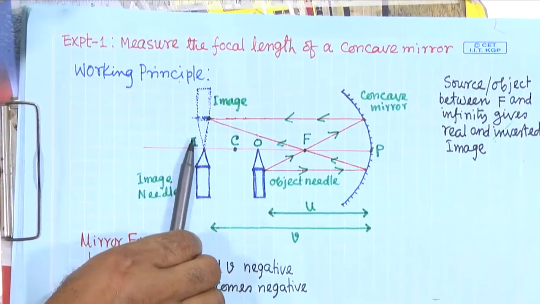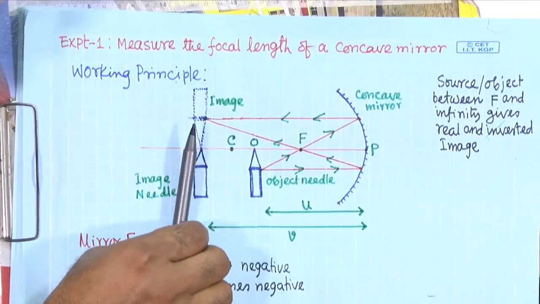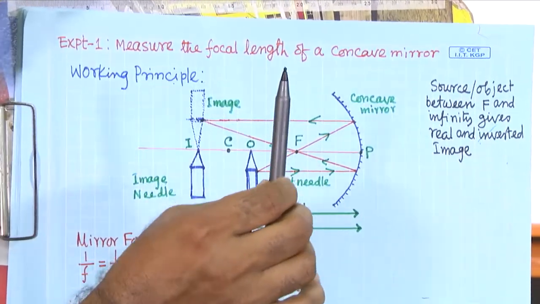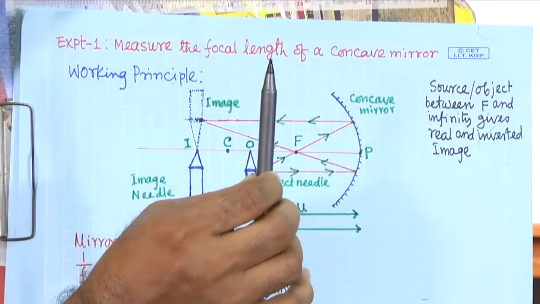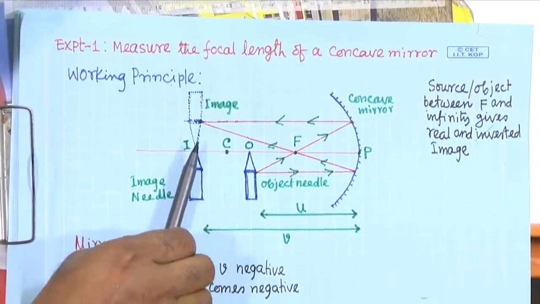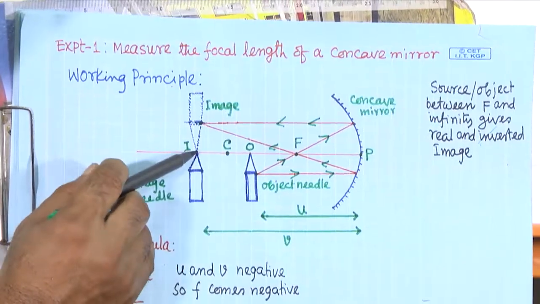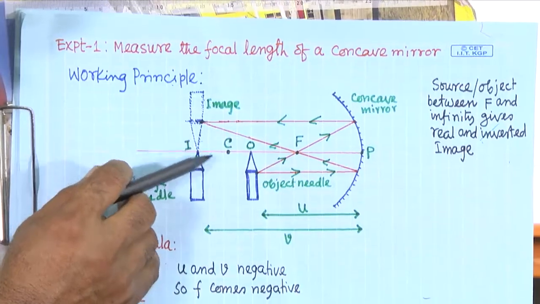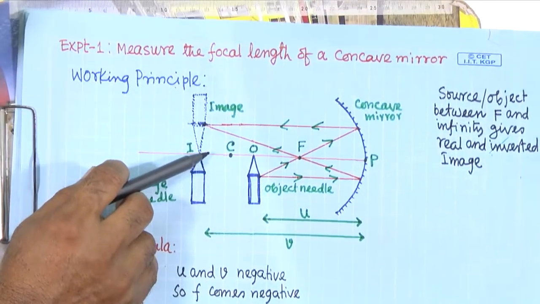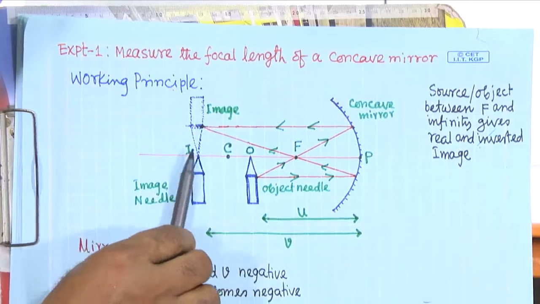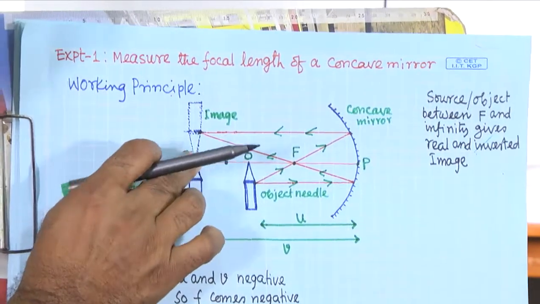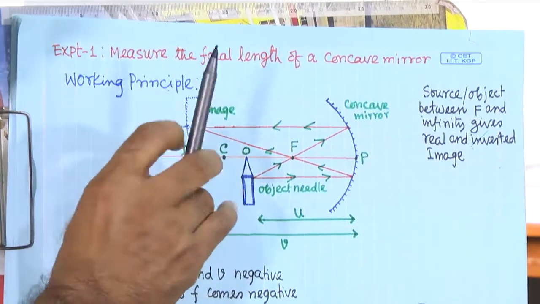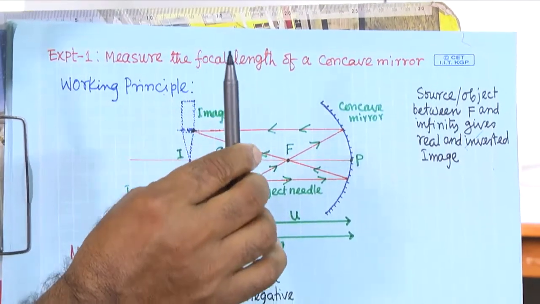Okay. But for other positions, when you move your eyes left and right, you will see that the tips detach from each other. Okay. So, at a particular position we will see that the image tip and the image needle tip will move together. Okay.